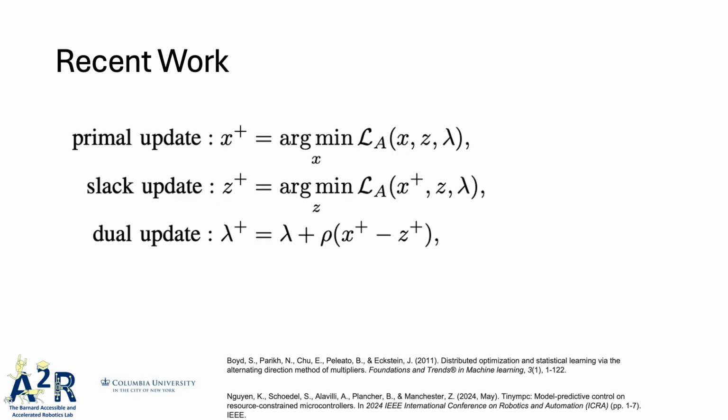The ADMM algorithm breaks down our optimization problem into 3 steps. The most computationally intensive of these is a primal update, which involves solving a linear system. Previous work involving TinyMPC shows that the primal update becomes an equality constrained QP with the same structure as a standard LQR problem, which can be solved via Riccati recursion.